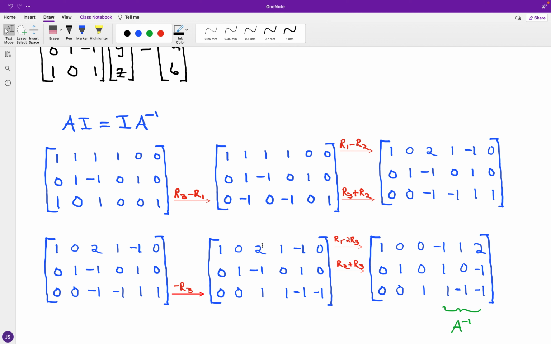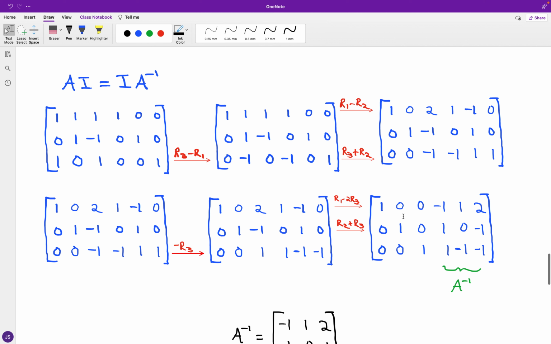So changing over the 2 and the -1 from the third column to 0, I'm going to deduct twice the third row elements from the corresponding first row. So in this case, I'll end up with 1, 0, 0, -1, 1, and 2, and then adding the third row elements to the corresponding second row elements. Okay, so we have 0, 1, 0, 1, and then I have 0 and -1.